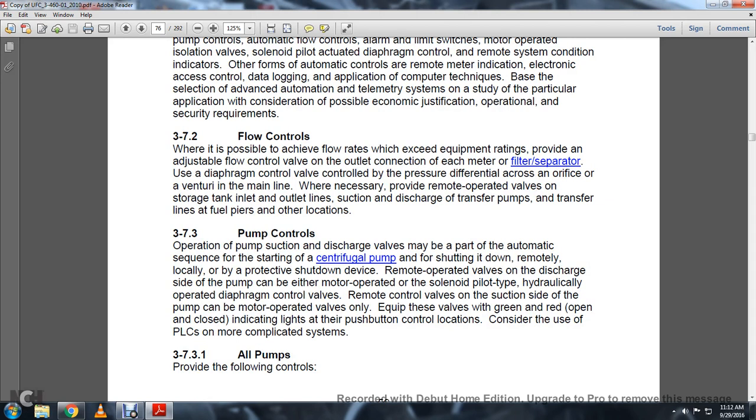373 Pump controls. Operation of pump suction and discharge may be part of the automatic sequence of starting the centrifugal pump, and shutting it down remotely or by local protective shutdown of the served device. The remotely operated valve at the discharge side of the pump can be either motor operated or a solenoid pilot type hydraulically operated diaphragm control valve.